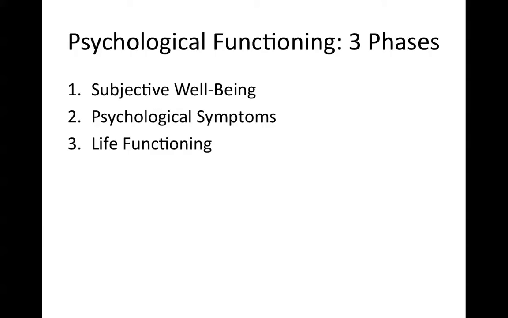Then psychological symptoms, which are mapped onto the DSM criteria for a variety of different disorders such as depression or anxiety or PTSD. And finally, life functioning. So how is someone doing in their life? How are they doing at work and school and relationships? And these three phases are what we measure for determining how well a client is doing in therapy.